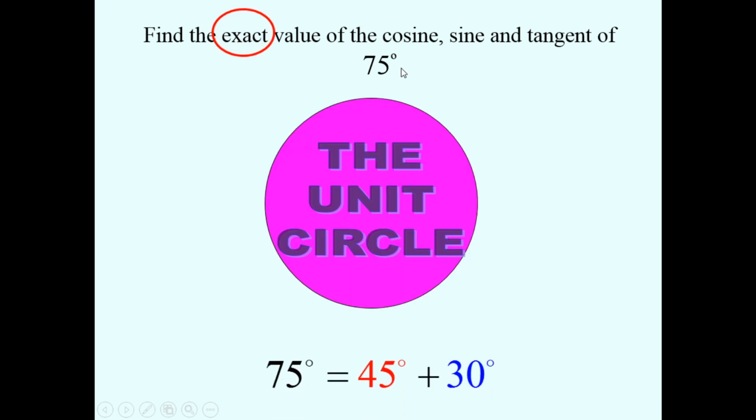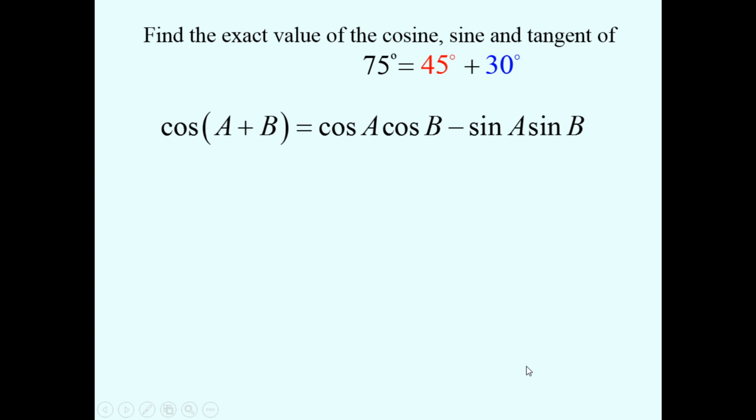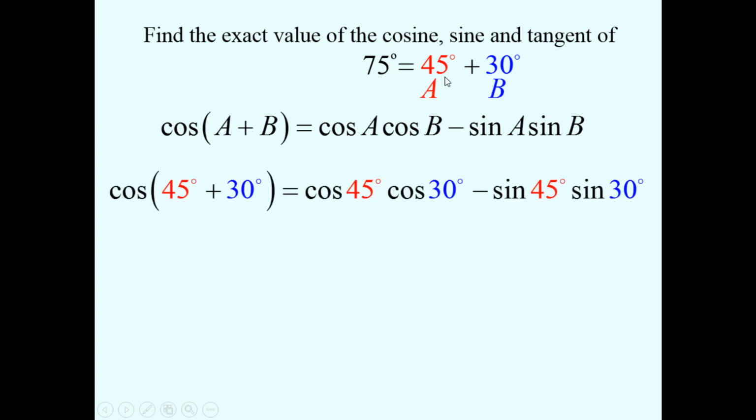We do know that 75 is the combination of 45 and 30. The reason I want to split it is because we know the exact ratios of cosine, sine, and tangent of 45, and cosine, sine, and tangent of 30. Once you break it apart, A is 45 and B is 30. Using one of the formulas, cosine of A plus B is cosine A cosine B minus sine A sine B. Plug in the numbers and find the ratio.